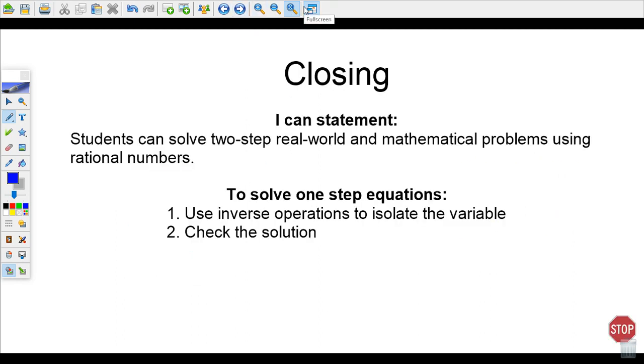So in closing, we're getting closer and closer to solving two-step real-world and mathematical problems and equations using rational numbers. To review, we learned how to solve one-step equations by using inverse or opposite operations. Whatever we see in the equation, we do the opposite. That isolates the variable for us. And then we learned how to check our solution. So this should help you with one-step equations.